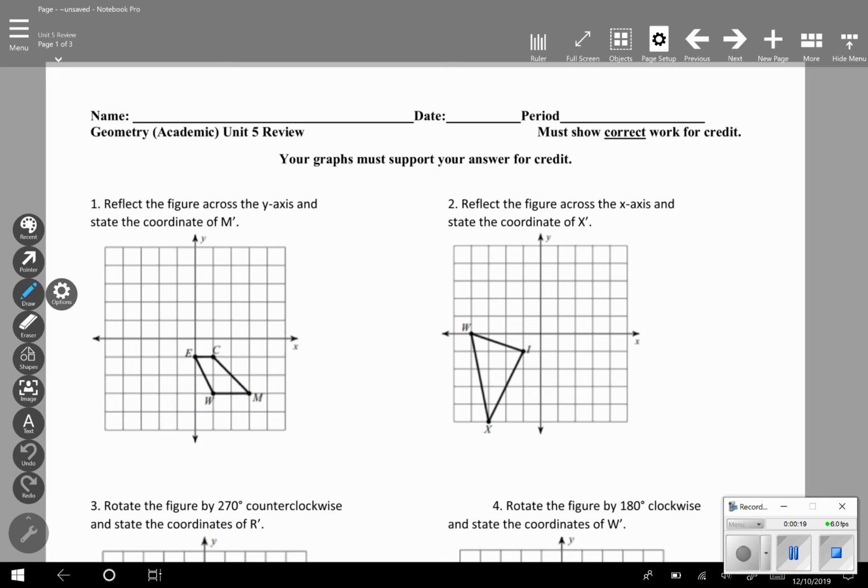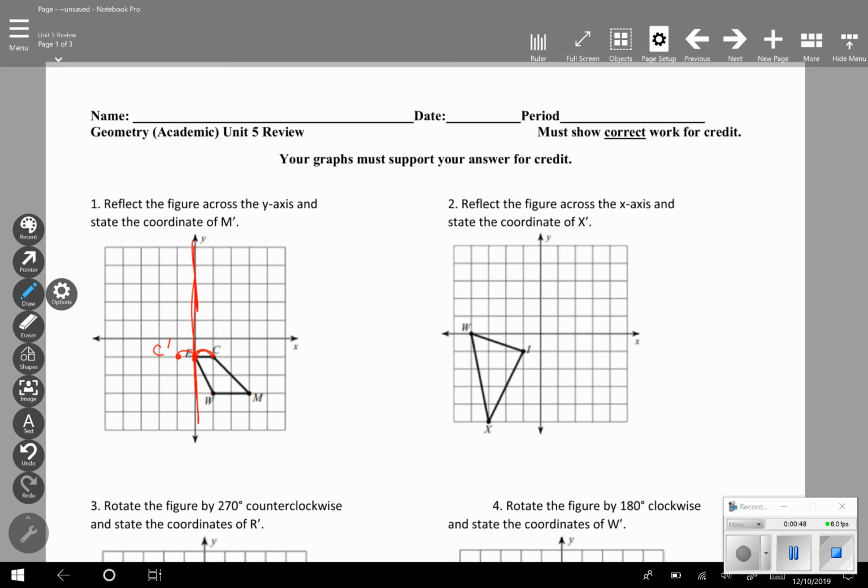Okay, so the first one says reflect the figure across the y-axis and state the coordinates of M prime. The y-axis is the vertical axis going up and down here. So we're going to flip this from the right side to the left side. Point E is going to stay where it's at, but point C is one unit away this way, so when we reflect it, C prime will be over here.